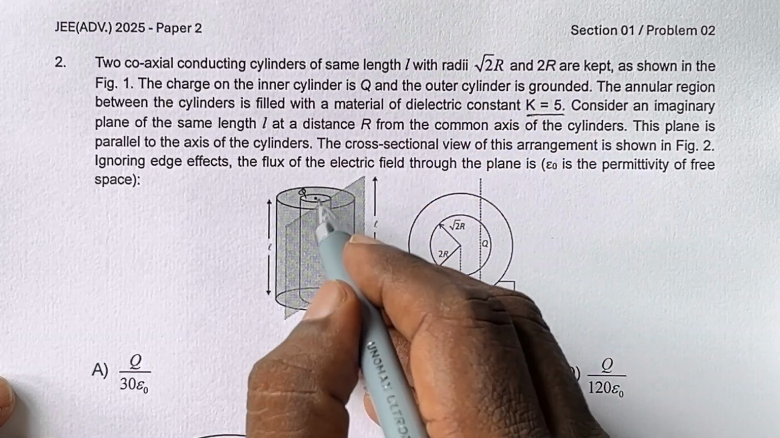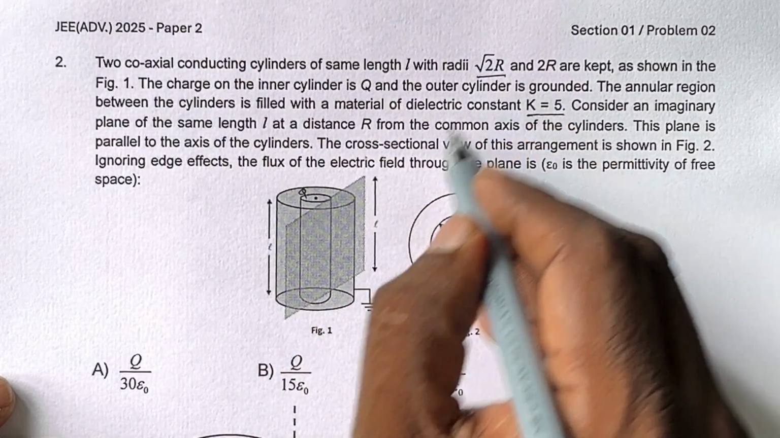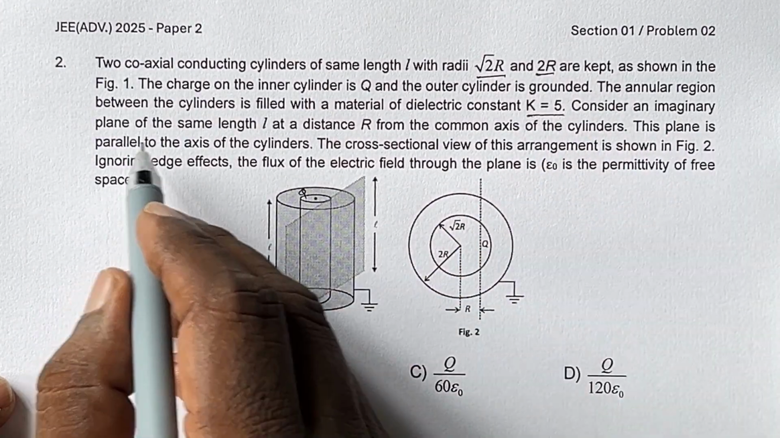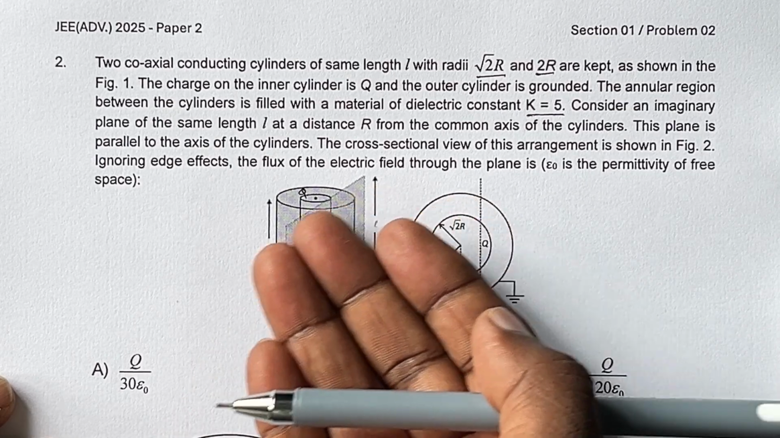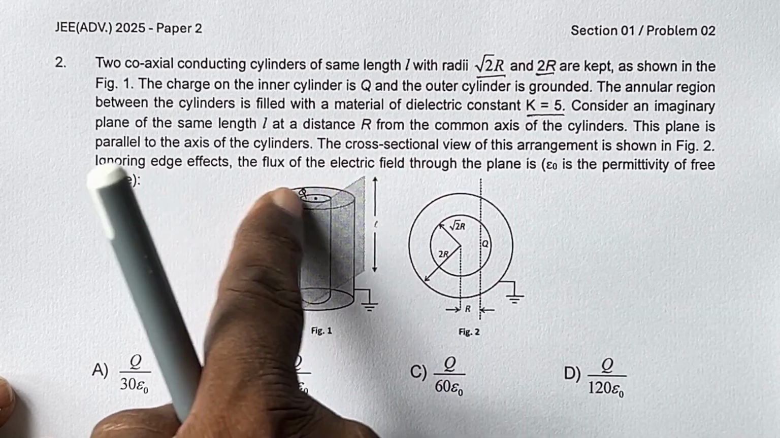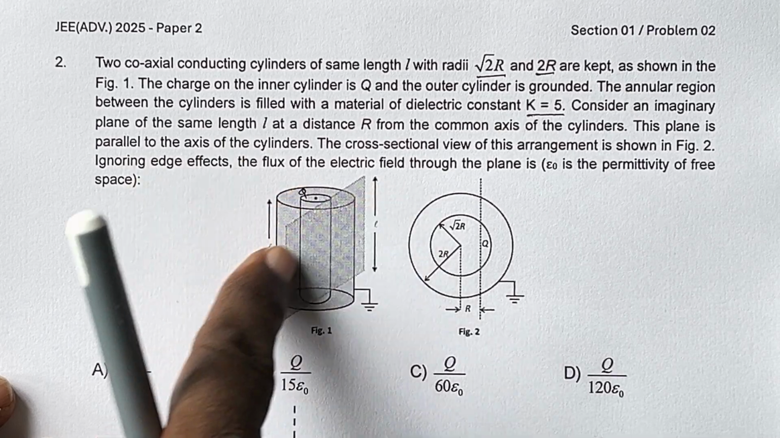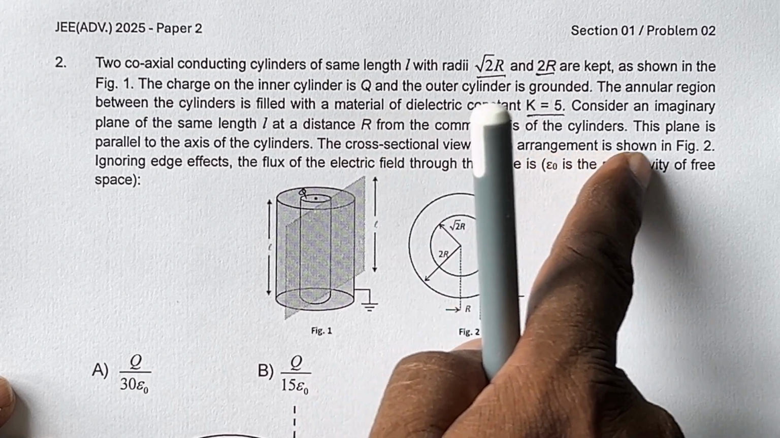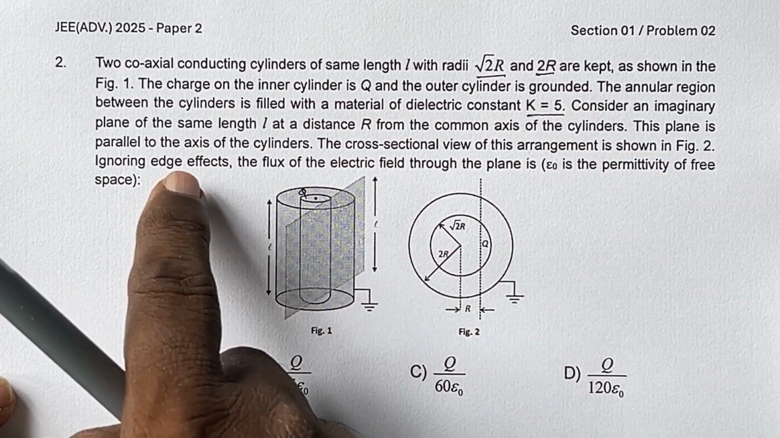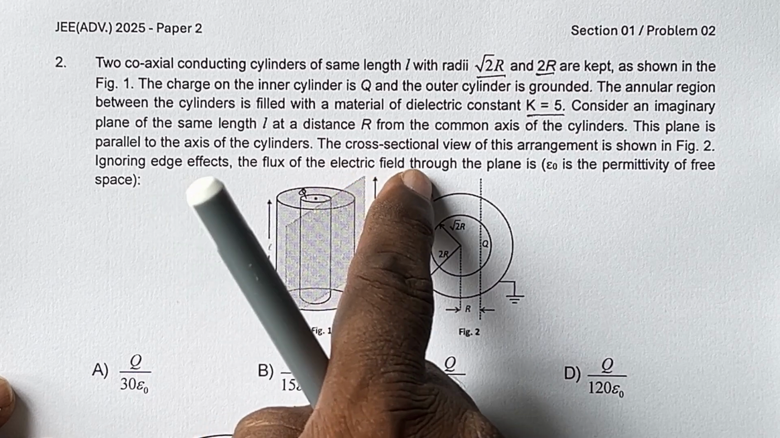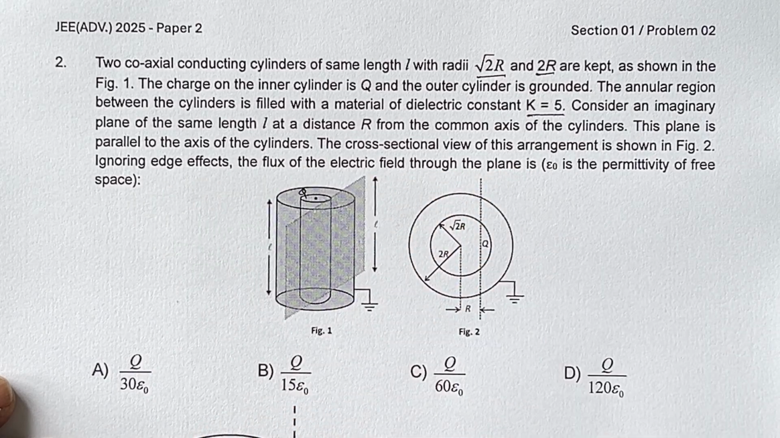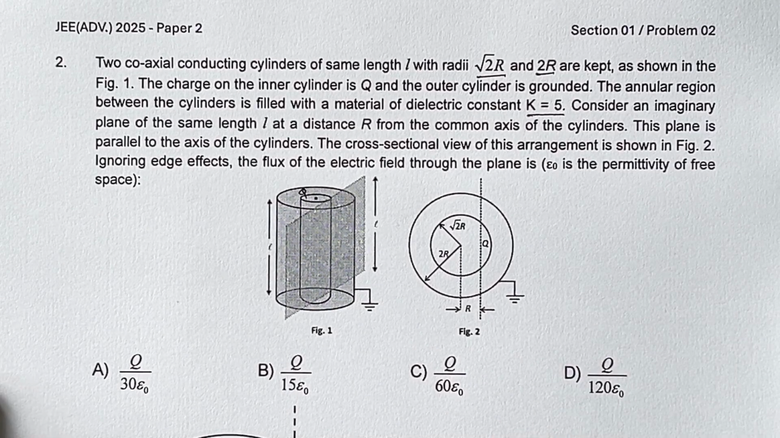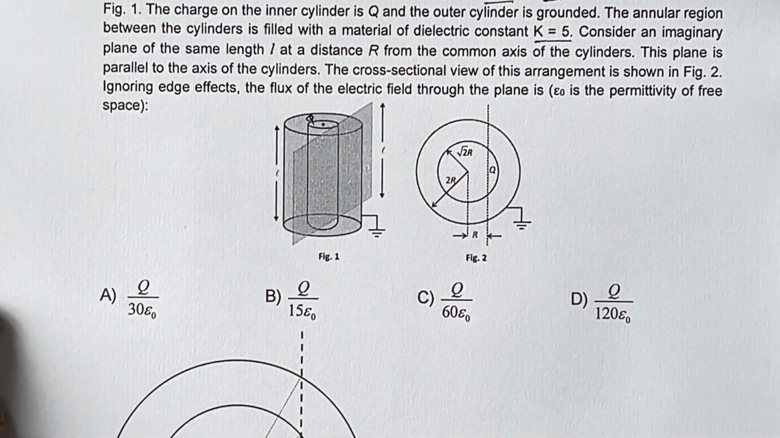The smaller inner cylinder has radius root 2 R and the outer cylinder is 2R. Consider an imaginary plane of the same length L, parallel to the axis of the cylinder. The cross-sectional view of the arrangement is shown in figure 2. Ignoring edge effects, the flux of the electric field through the plane is what? So we have to calculate the flux through this plane. Let us calculate. This diagram I have taken here.